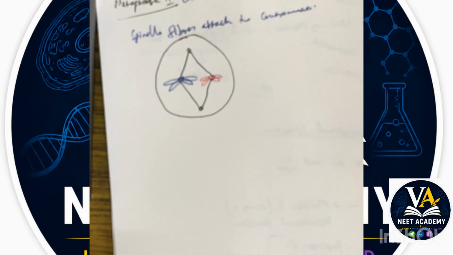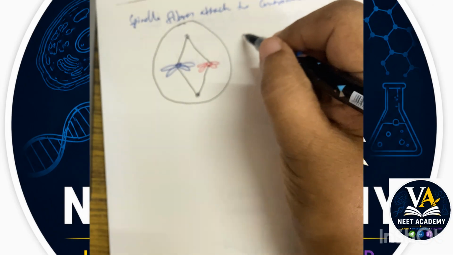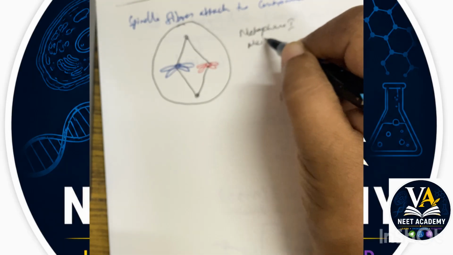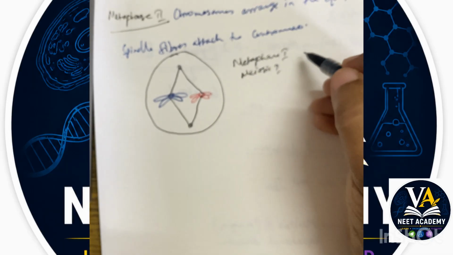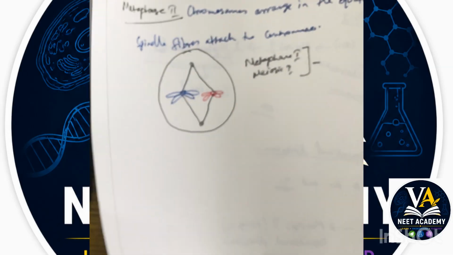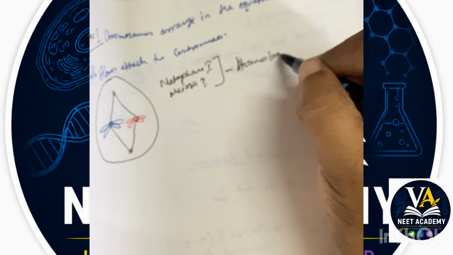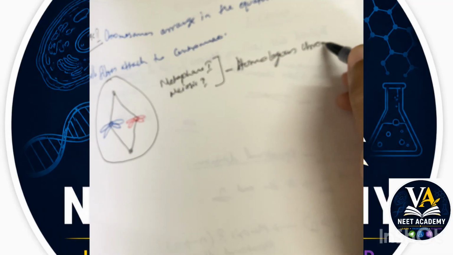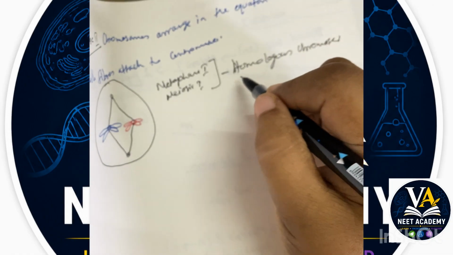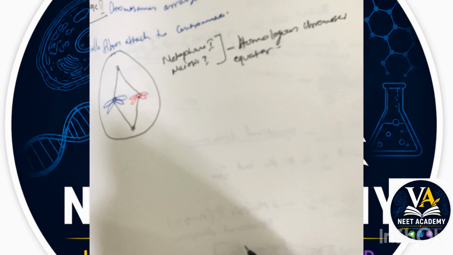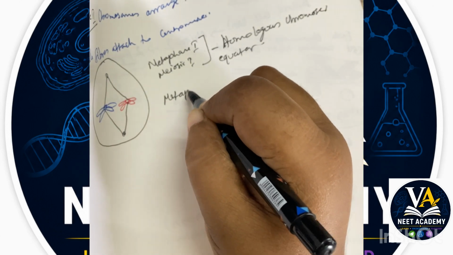So what is the difference between metaphase I and metaphase II? If you ask me, in metaphase I, that means in meiosis I, what was happening? The homologous chromosomes were aligned at the equator, if you remember. Now, what is happening in metaphase II?